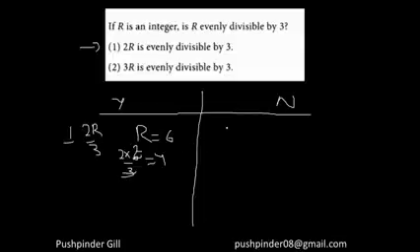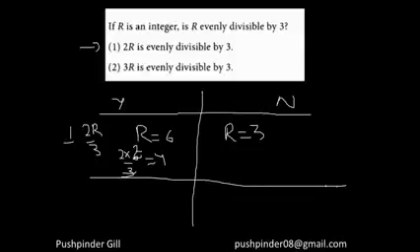Now let's try to pick up another number. Let's say r is equal to 3. So if r is equal to 3, 2 into 3 by 3 is evenly divisible by 3. However, 3 by 3 is not evenly divisible by 3. So I've got a yes and I've got a no. So you can clearly see 2 into 3 by 3, it's evenly divisible. I get a 2. However, 3 by 3 is not evenly divisible. I get a 1, which is an odd number.